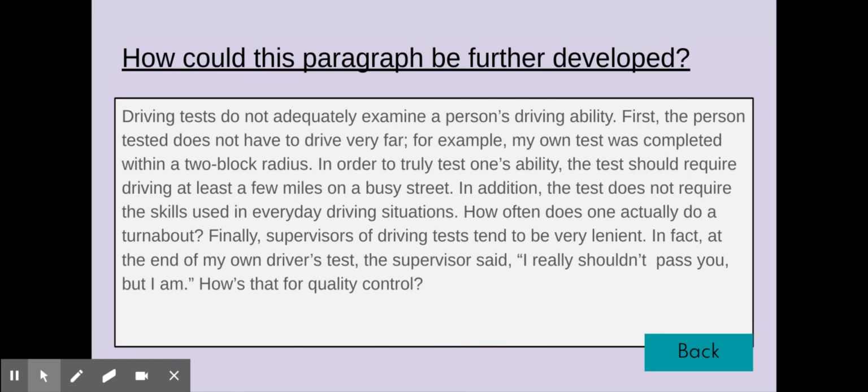So as you can see in this paragraph, I further developed it by giving some personal experiences and also asking some follow-up questions that mention specific elements of the driver's test.